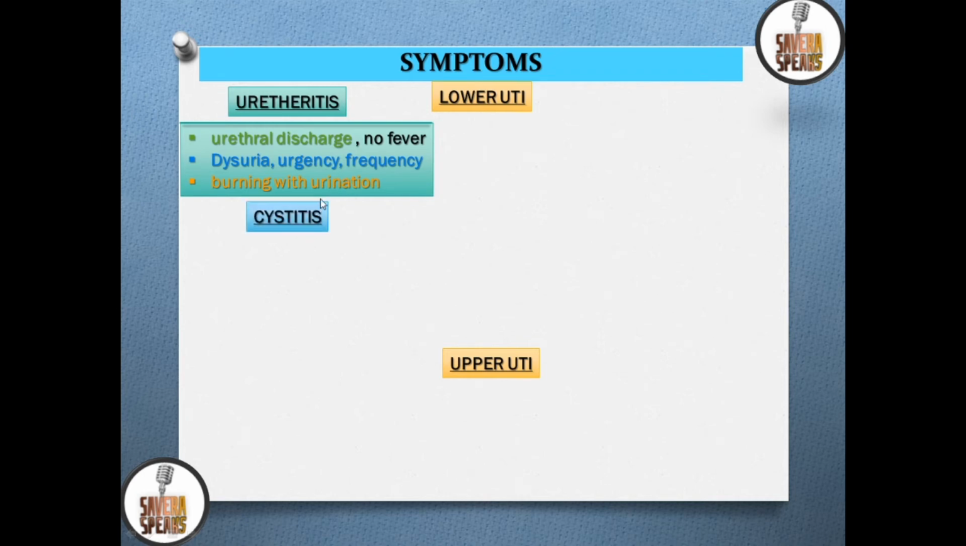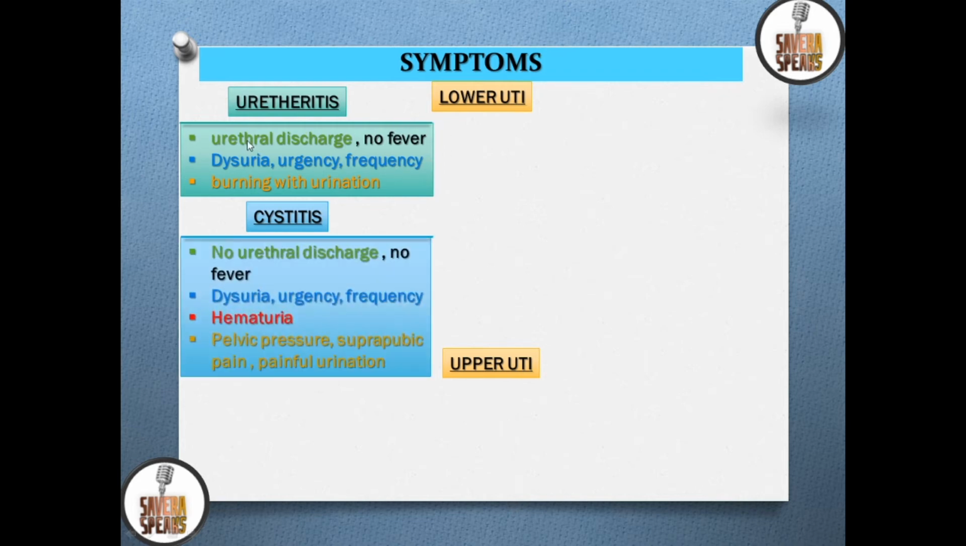For cystitis, there are also dysuria, urgency and frequency, and there's no fever. But one thing is that there is no urethral discharge. In urethritis there is a urethral discharge, but in cystitis there is no urethral discharge.